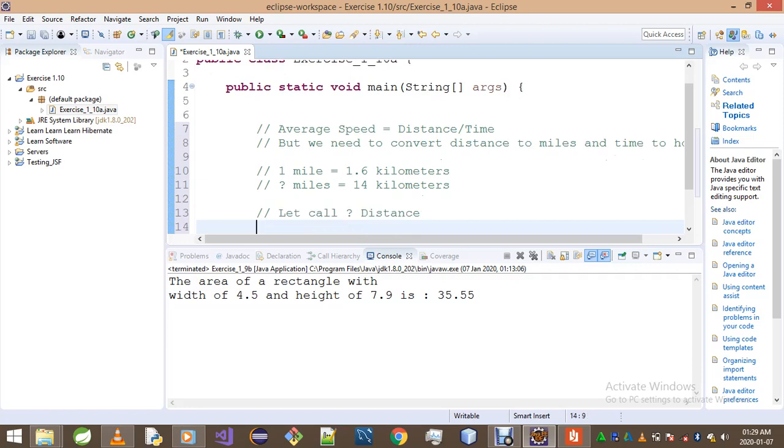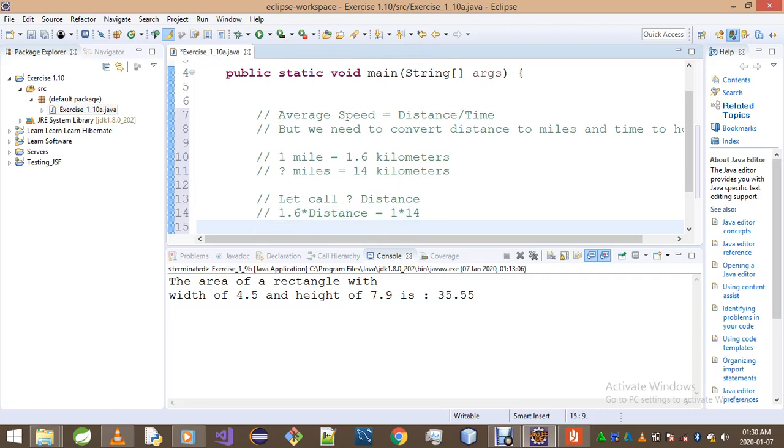Okay, so what we have now is, as I mentioned, if you cross multiply, you're gonna have 1.6 kilometers multiplied by distance, which is to be called question mark, and then 1 multiplied by 14. I decided to leave out the SI units, by the way.